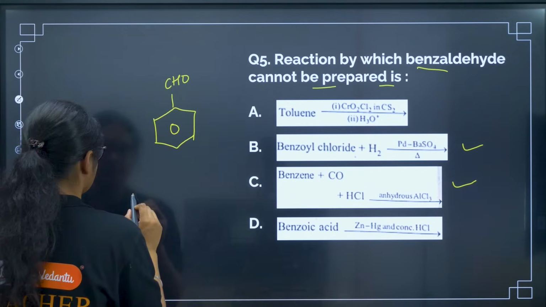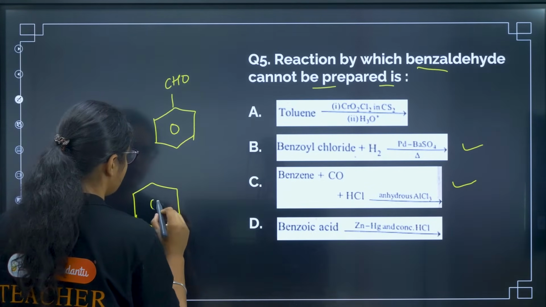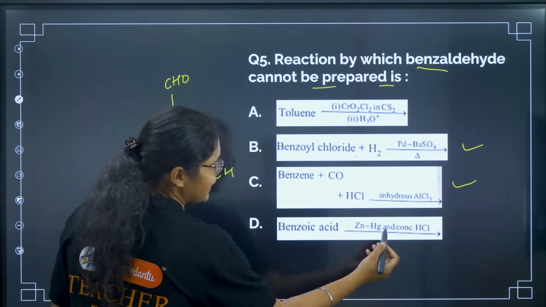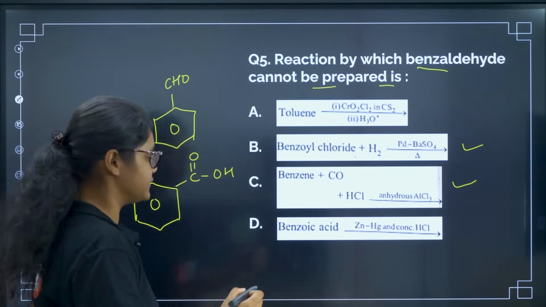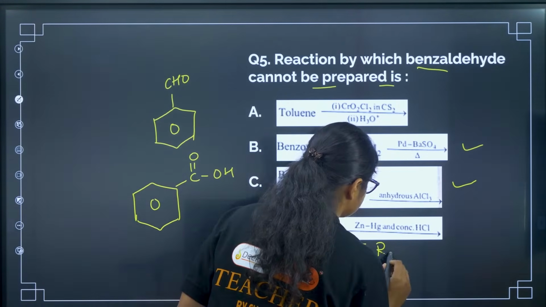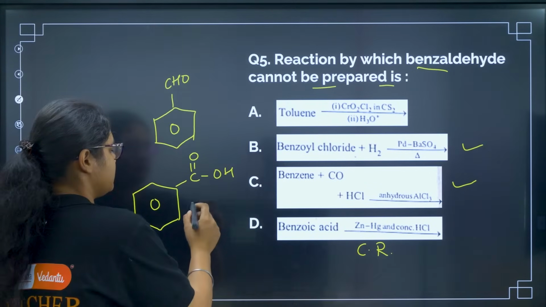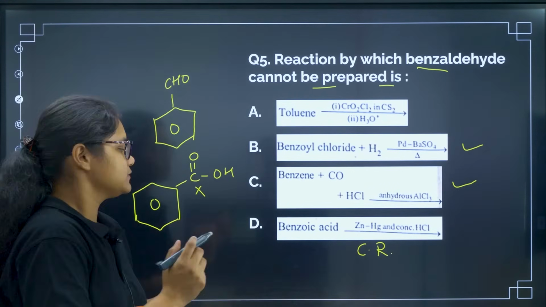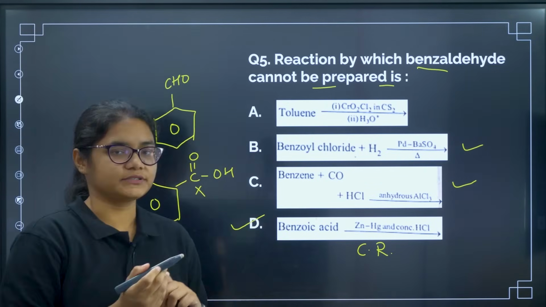But if you see this one, benzoic acid is there. And then if you treat it with zinc amalgam and concentrated HCl, that is your Clemmensen reduction conditions. So here we will not be forming the benzaldehyde. We will get reduced and we will get alcohol. So the correct answer for this question will be option number D.